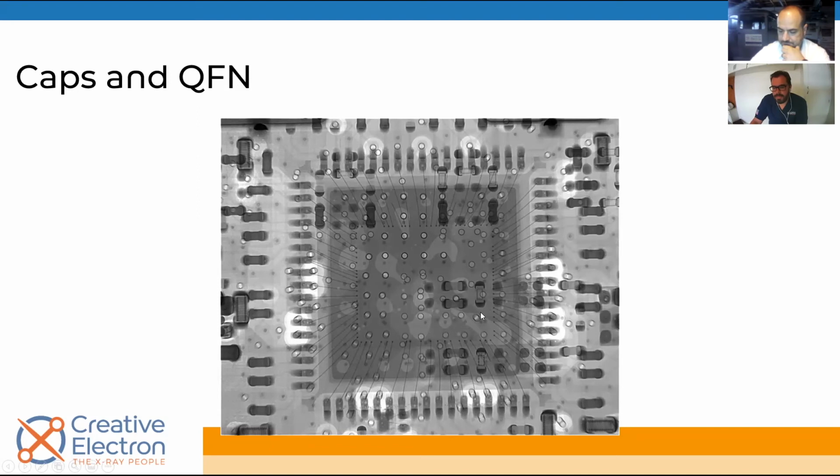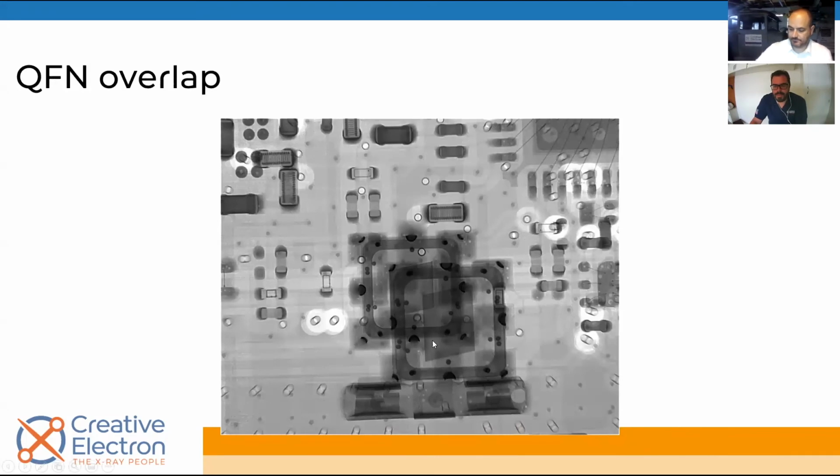Again, another good image of a larger QFN. This one, like I said earlier, is just overlapping two components right on top of each other, and it gets complicated to analyze.